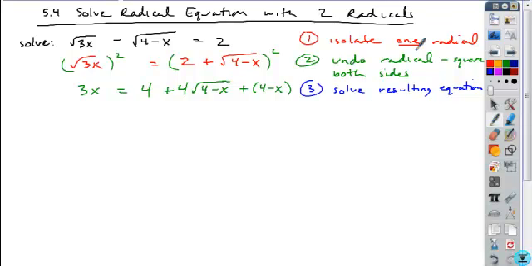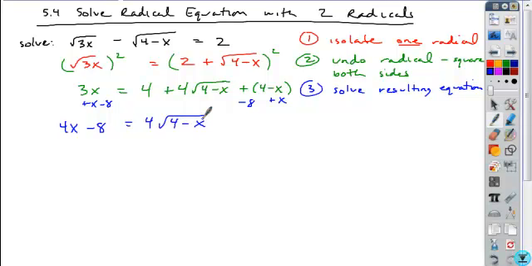Isolate your radical. So we're going to get this radical alone on one side of the equation. Okay, so we'll add x to both sides. And that gives us 4x. Here we combine what we have. We have 4 plus 4 gives us plus 8. So we're going to subtract 8 from both sides. And that's equal to 4 times the square root of 4 minus x.